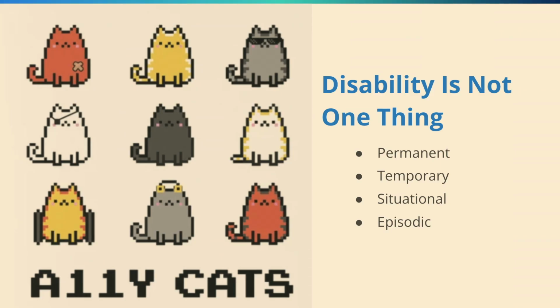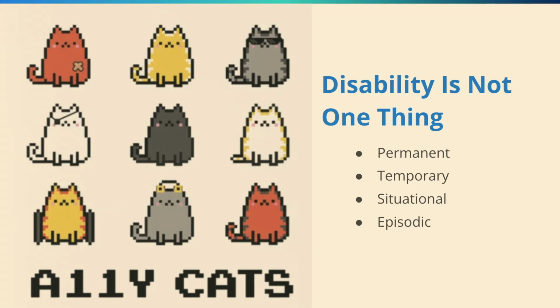And disability is not one thing. I'm using our Ally Talks stickers here. Each kitty has something different going on with them. You can see one of them has a boo-boo. One of them might be blind. One's missing his tail. So there are these broad categories for disability.